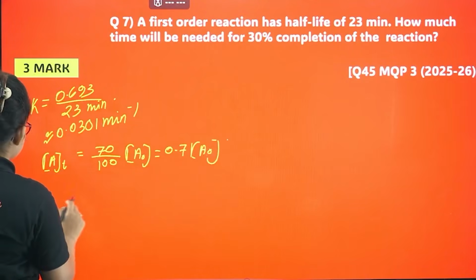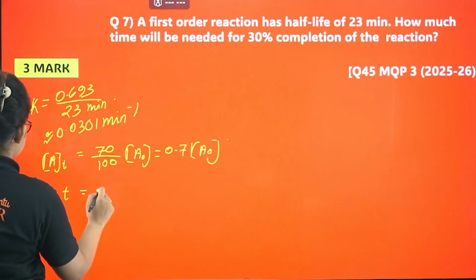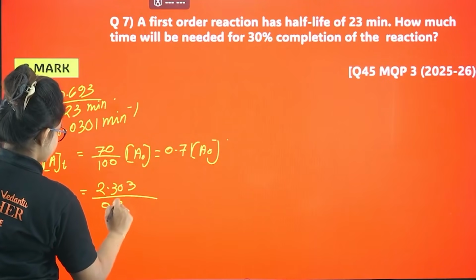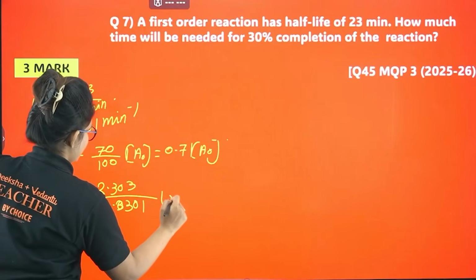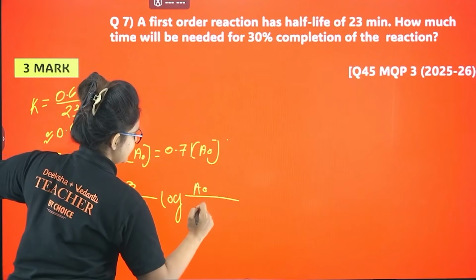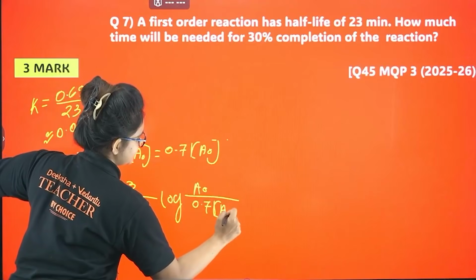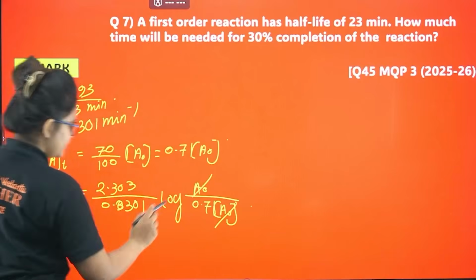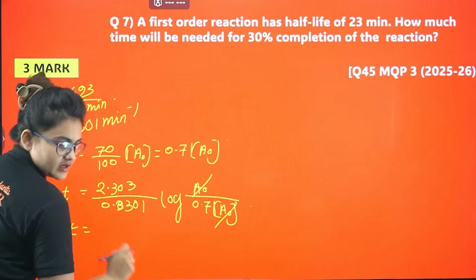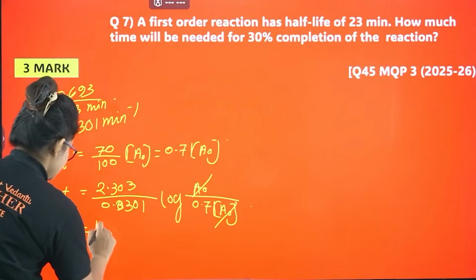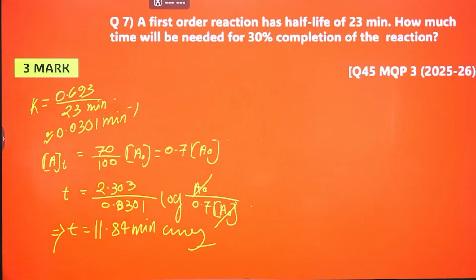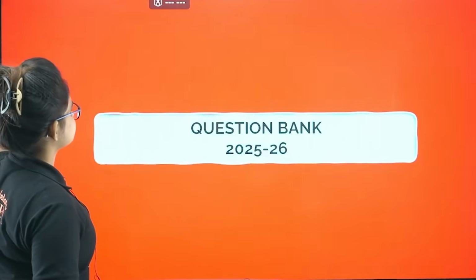So if you just put it into the first order integrated rate equation, that is T equals to 2.303 divided by 0.0301 log A naught by 0.7 of A naught. Just simplify this, A naught will be cancelled out here. T, if you calculate further, you will get your answer as 11.84 minute. That is your answer. I guess this is clear to you. Let's proceed further.